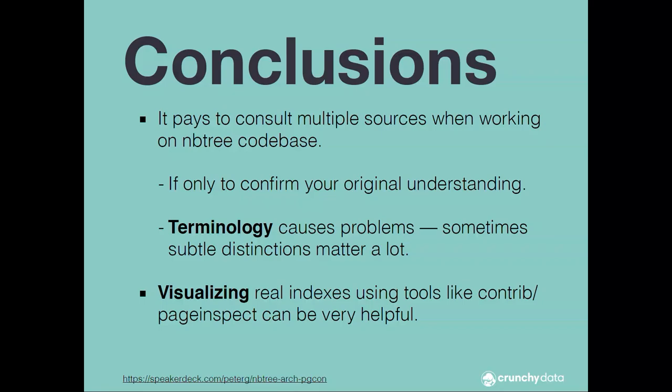So in conclusion, when you're reading the nbtree source code, it pays to consult an awful lot of different sources with a view to trying to get initial understanding and then trying to verify your understanding elsewhere, because this stuff is intrinsically complicated, but it's also much more complicated than it needs to be at the same time. So I think it's helpful to say, hey, if you're confused, it's not necessarily your fault. I certainly was when I first got started with this years ago.